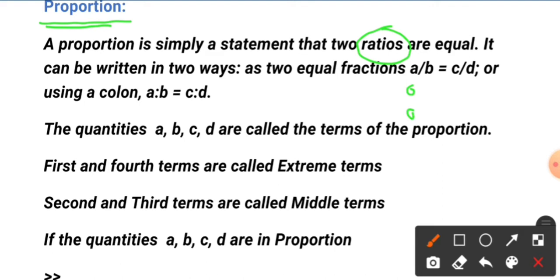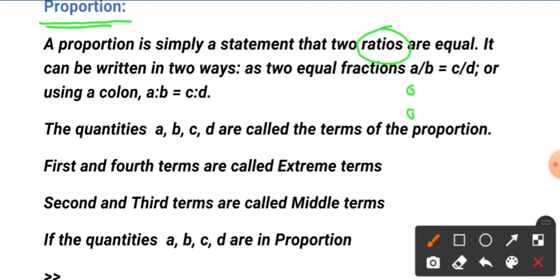Now, when you get two equal ratios, then for two equal ratios we will get four quantities or four terms, and those four terms will be in proportion if the two ratios are equal.